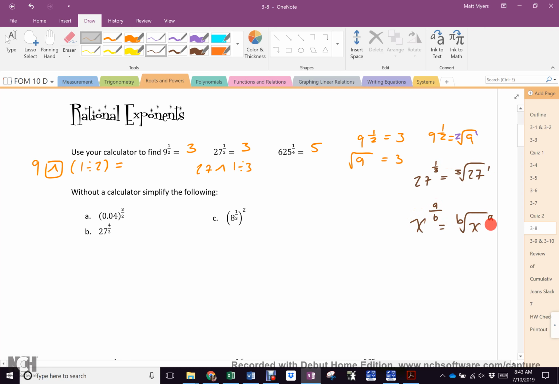All of you should have seen this already. Easy to follow. All you do is you take the denominator, it goes to the index, you take the numerator, it goes to the power. And then if you can, you simplify.